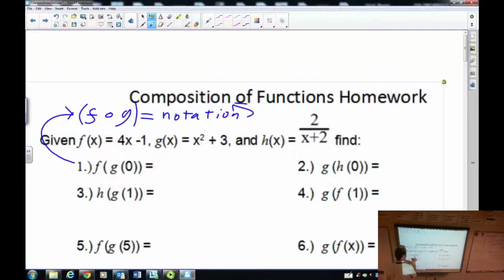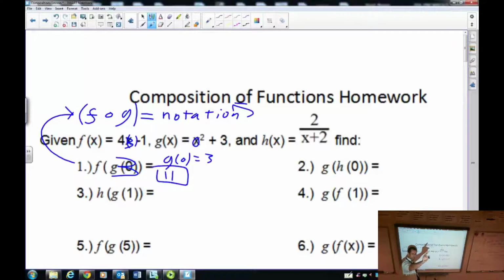Okay, so number one, we have g of 0, so we take that 0, and everywhere we see an x, we plug it in. So we get 0 squared is just 0, so then 3. So g of 0 is equal to 3. Then we go ahead and do f of 3 now. Our input was 0, our output was 3, which becomes our input for f of x. So we get 3 times 4 is 12, minus 1 is 11. So the answer to number 1, did you get it? 11.